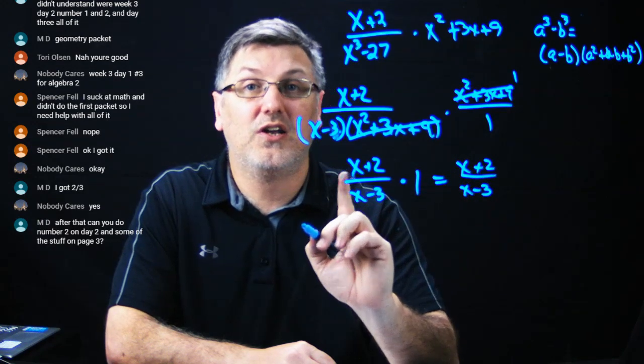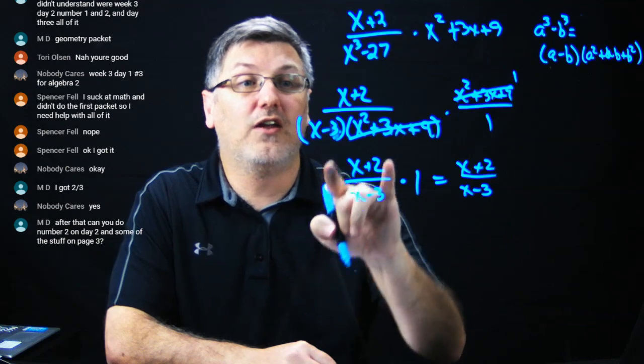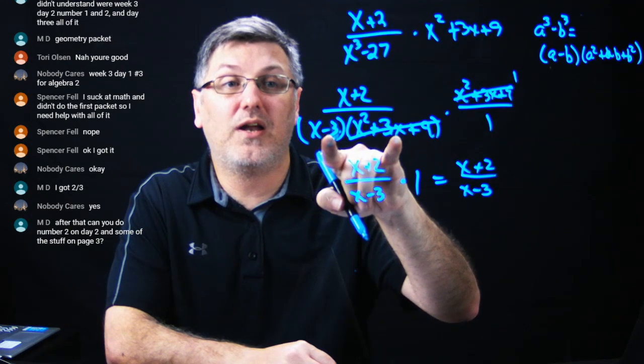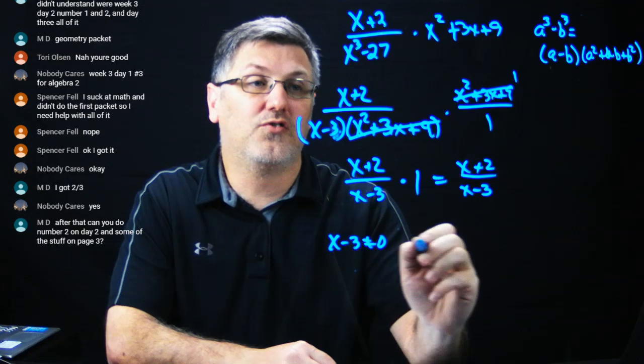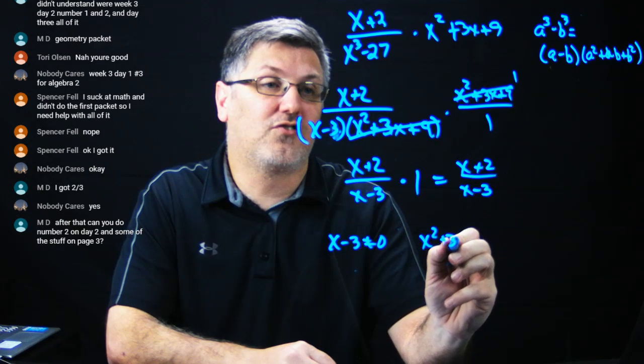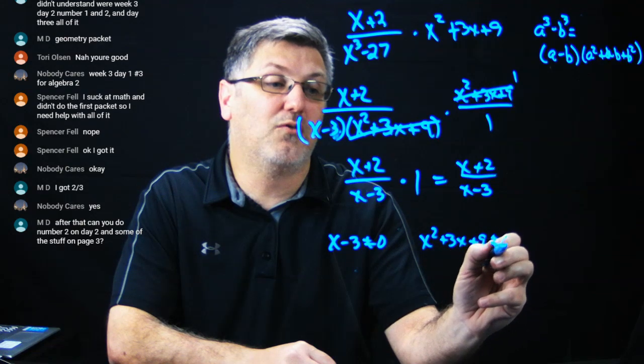That's your answer. Now we want to know the domain. For the domain, we're going to look at the bottom, my denominator, and set each of these not equal to 0. So x minus 3 does not equal 0, and x squared plus 3x plus 9 does not equal 0.